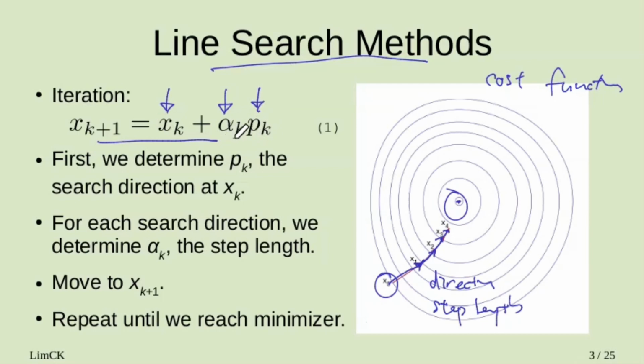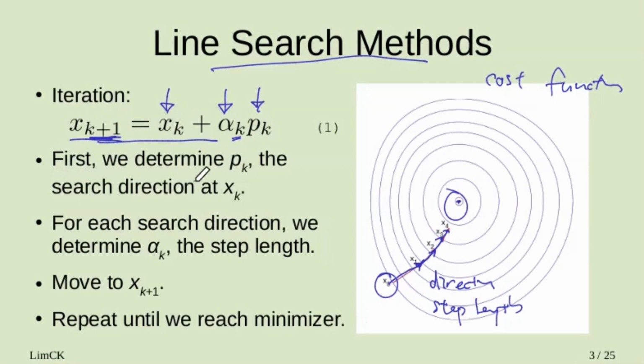Okay, so the step length at iteration k we also need to find. Once we find these two, this one is given to us, we know already, then we can find where we will be at the next iteration, k plus 1. So this is what we are going to do in the line search method.